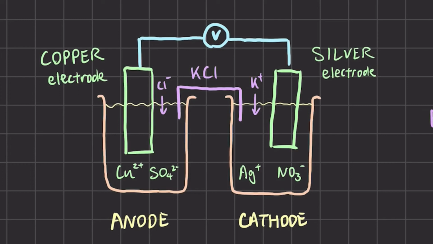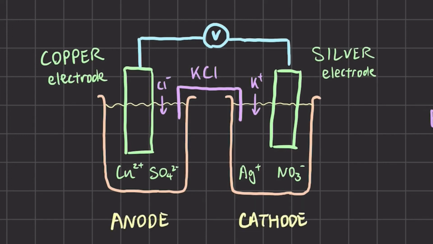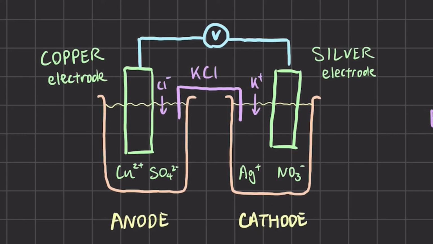In the silver half cell, the potassium ions are going to react with the nitrate. Looking at SNAP, we have both potassium and nitrate, so that is soluble and not a precipitate. Then in the copper half cell, we have copper 2+ and chloride ions, which is going to form copper chloride. The tricky thing about this is again one of those exceptions: copper chloride is actually soluble in water.